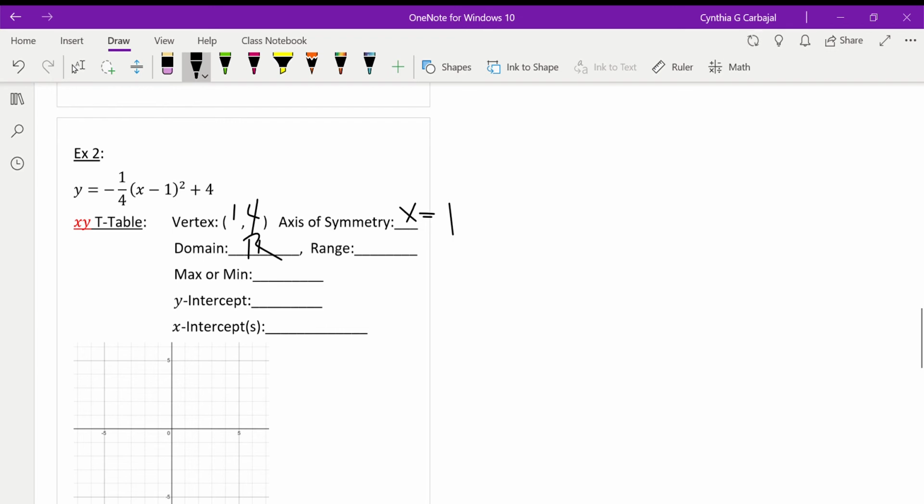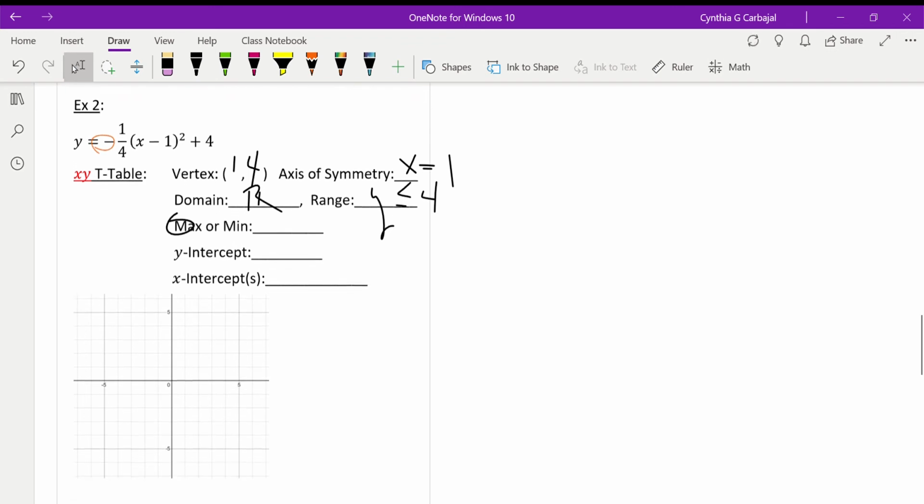And then my range is going to be y, and because of this negative over here, it's going to open down, so then y is going to be less than or equal to the same value as we're going to have there, which is 4. It's always going to be the y value of your vertex. Alright, and because it's going to be opening downward, now we're going to have a max, and then we'll look at the x and y-intercept after we graph it.